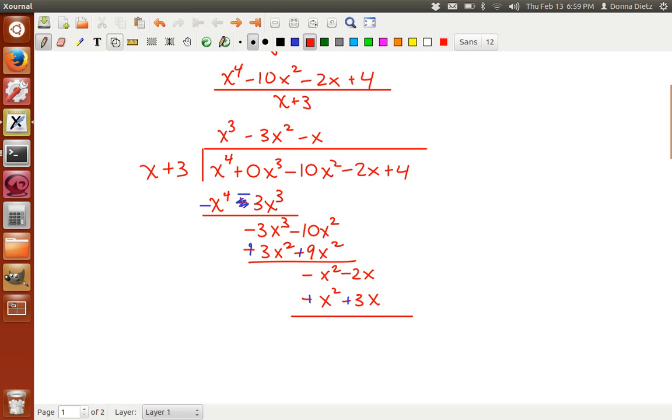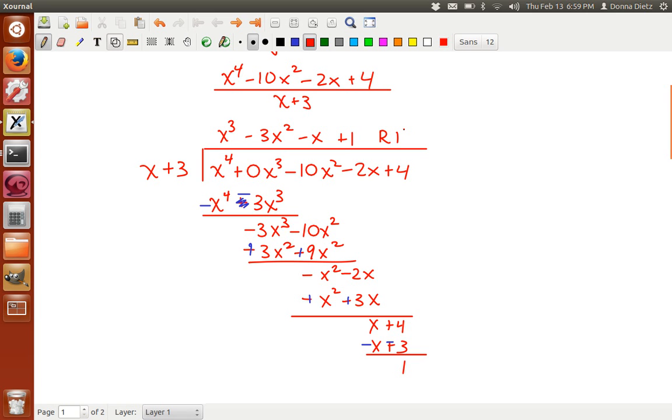Alright, so I have 3x minus 2x gives me x, and then plus 4. So near and yet so far. Too bad, it's not going to work, right? It's not going to come out totally even. It's going to have a 1. So the answer is remainder 1.